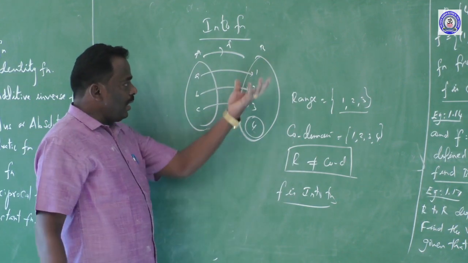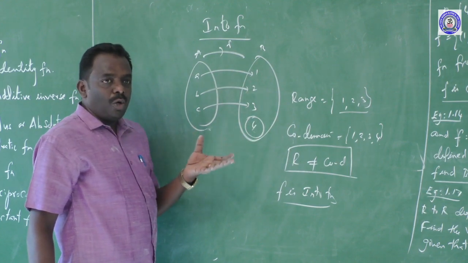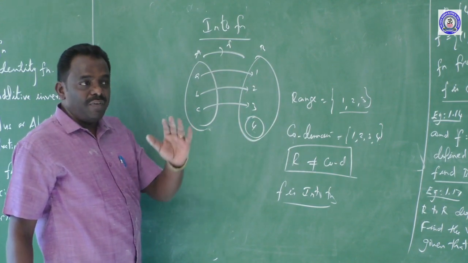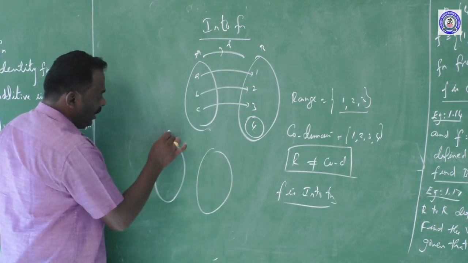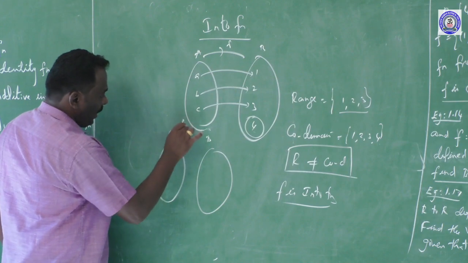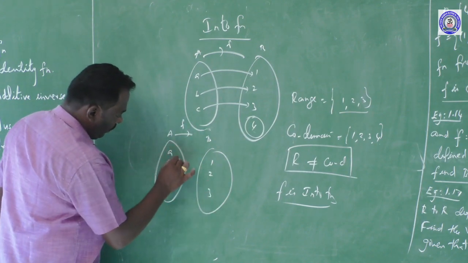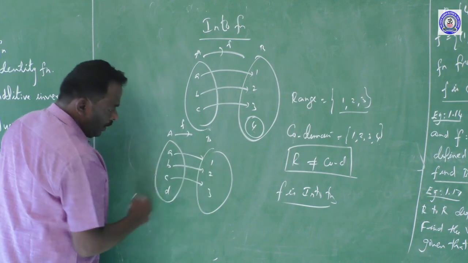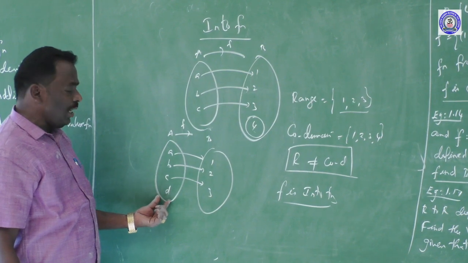That means some elements are remaining in the codomain, and then we say it is an into function. We have one more case: some elements are remaining in the set A. And this is also a mapping, where d is remaining in the domain.